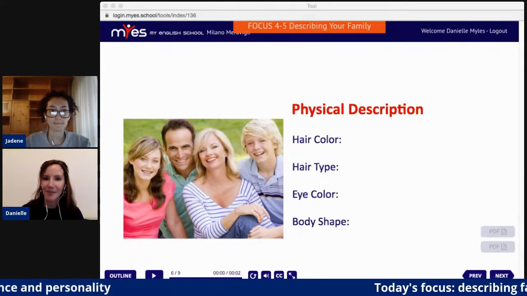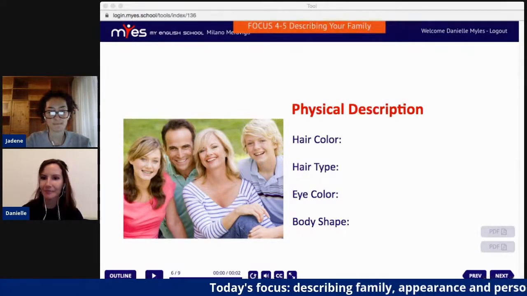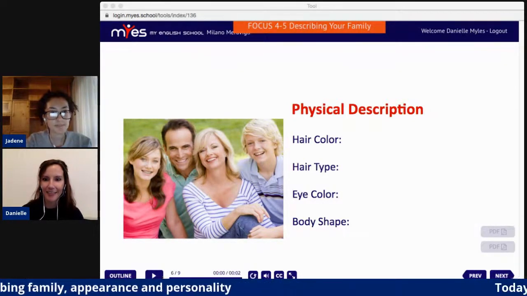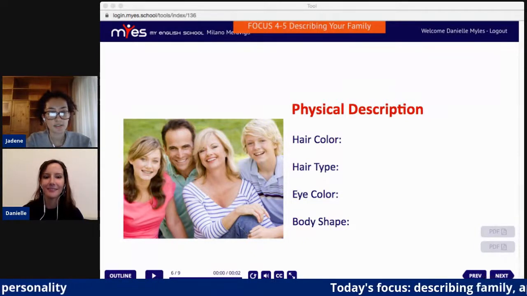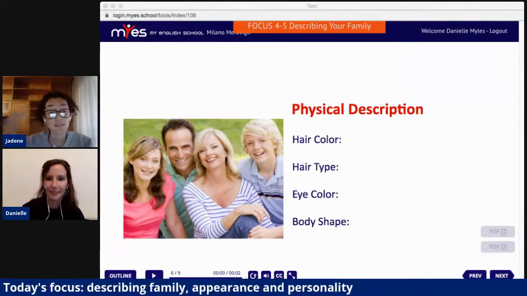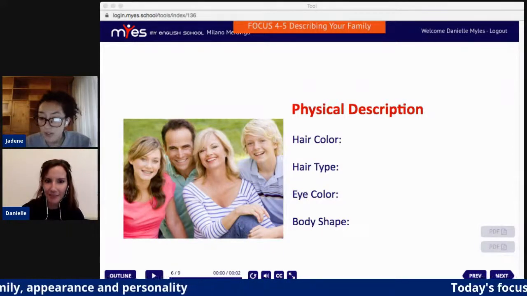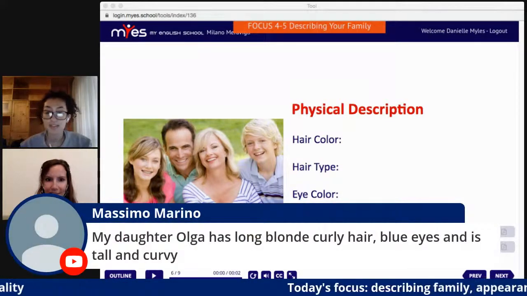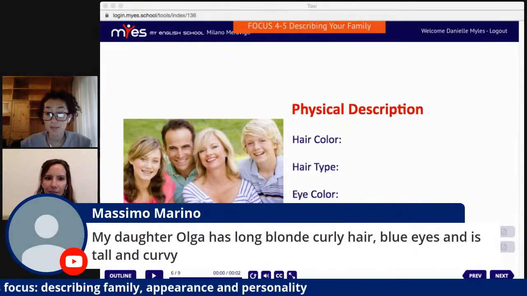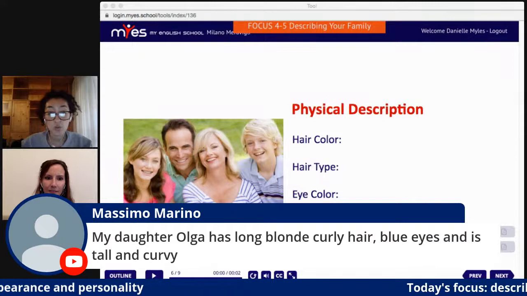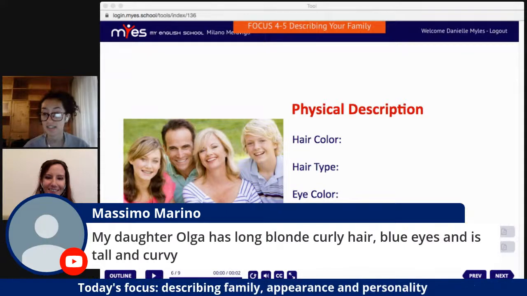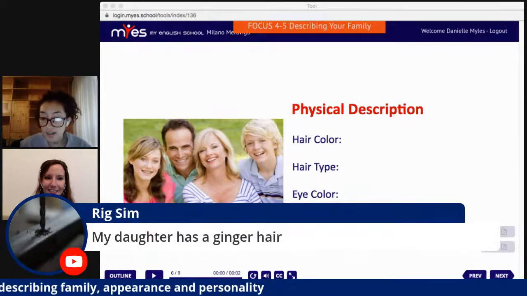Okay. Here we go. Massimo has a good description of his daughter. Sorry, my internet has a bit of a lag. My daughter Olga has excellent long blonde curly hair, blue eyes, and is tall and curvy. So you've done descriptions for every category. Yeah. Excellent. Well done.